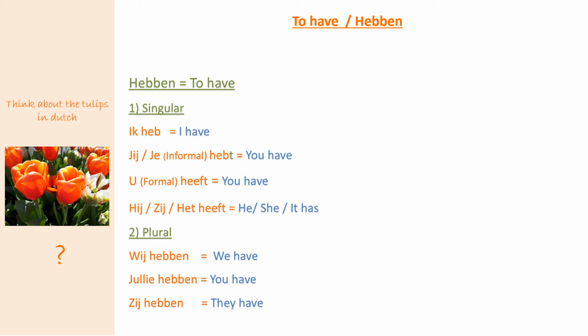For the plural, wij hebben. We have. Jullie hebben. You have. Zij hebben. They have.